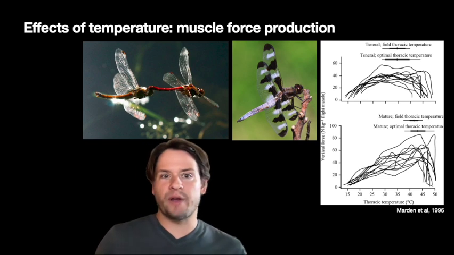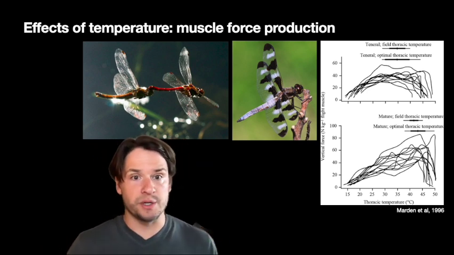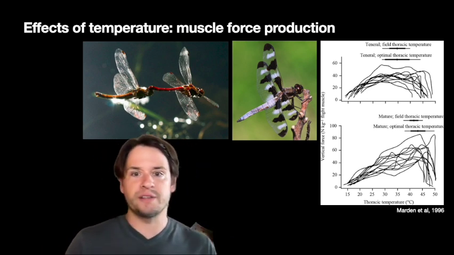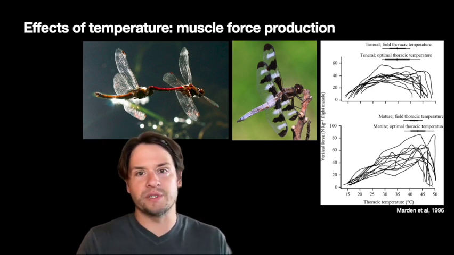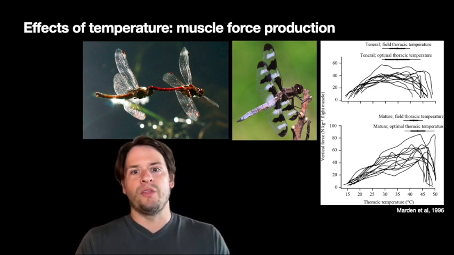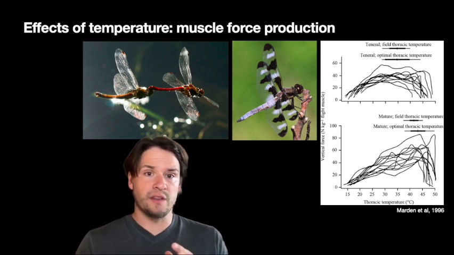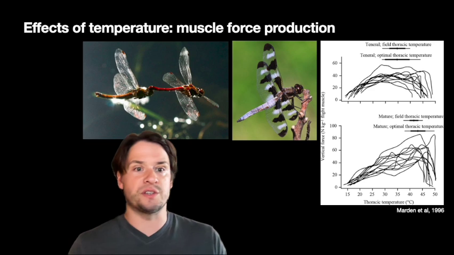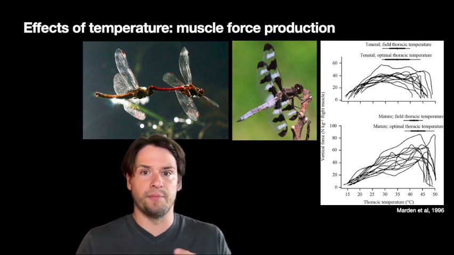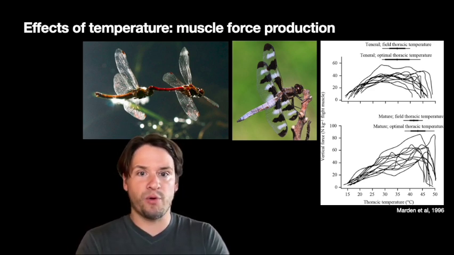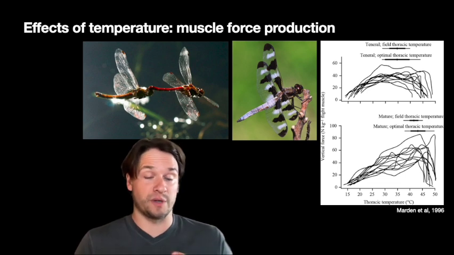An example of how this shows up in insect biology and performance, we can look at dragonflies, for example. This is some work demonstrating the effect of thoracic temperature, so the temperature within the dragonfly's thorax, on just this very direct physiological proxy of performance, and that is just how much force these muscles can produce.